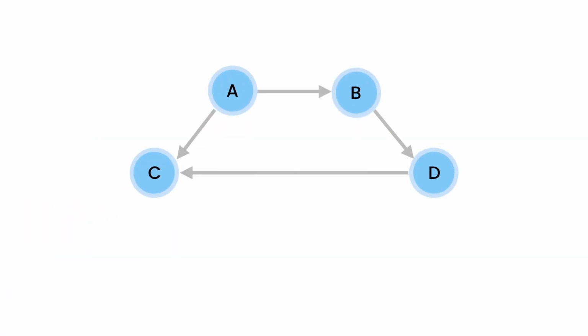Now I want you to implement the depth-first traversal on this graph. The implementation is very similar to what we had in the section about trees, because as I told you before, a tree is a special kind of a graph.